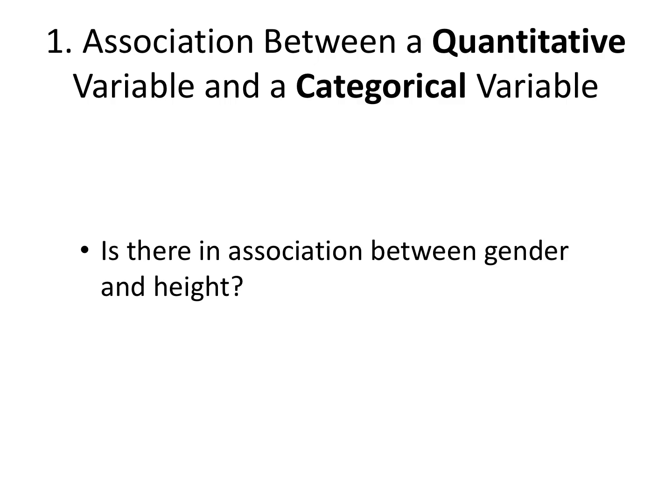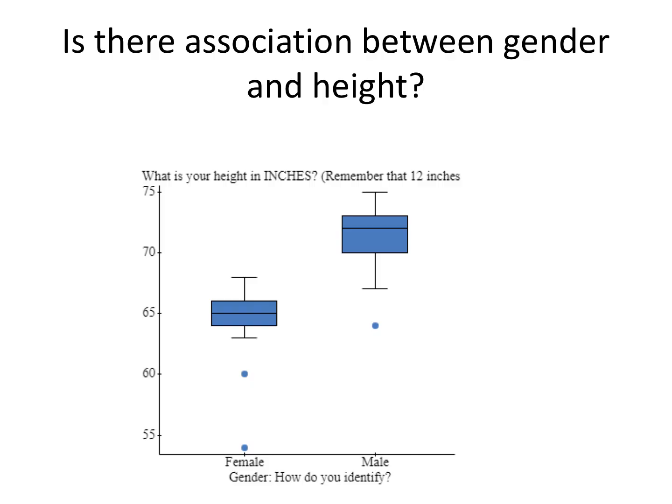Okay, so let's look at the first instance, when one variable is quantitative and the other is categorical. For instance, is there any association between a person's gender and their height? Graphically, we can use a graph you've already seen, a box plot, and look to see if there is any association. We're going to use something called a side-by-side box plot here.